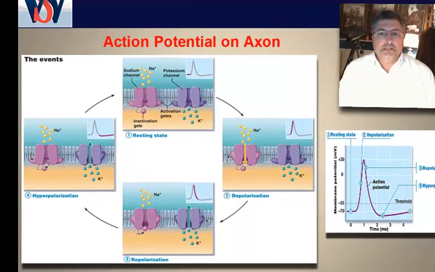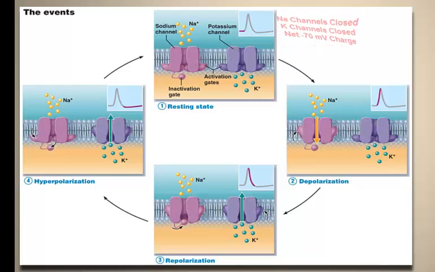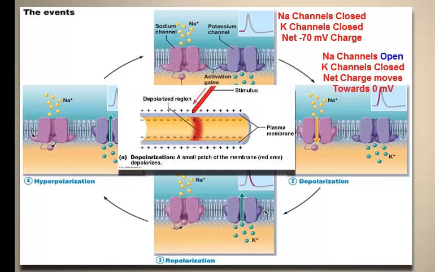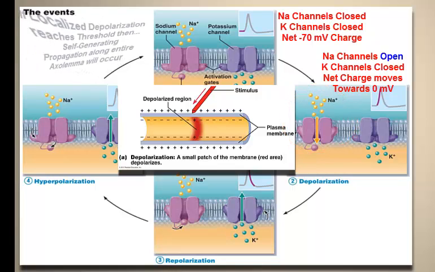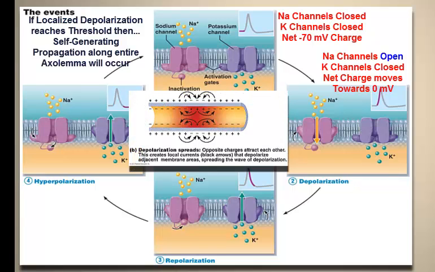Now, if we want to sum up these events and lay them side by side, we would see that at the beginning we do have the resting state again. At the resting state, all the ionic channels are closed, and we do have a net charge of negative 70 millivolts. An electrical event or a chemical event comes along and causes a change in the membrane potential. That change causes localized depolarization to occur, because of the opening up of the sodium gates. If enough sodium moves in a given amount of time, we can reach what's called threshold depolarization. Typically, that's around a negative 55 millivolt charge.